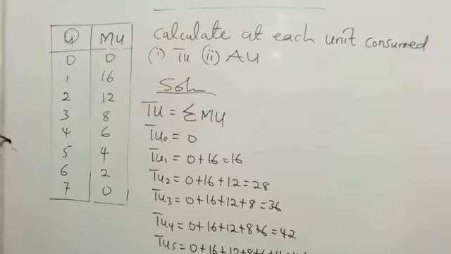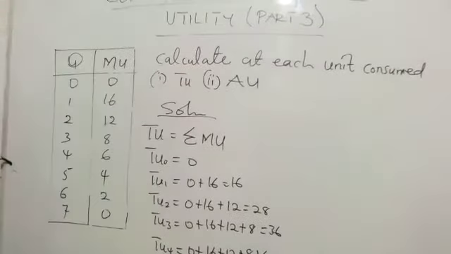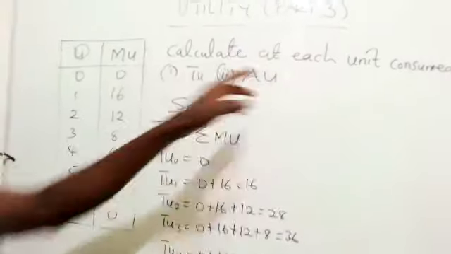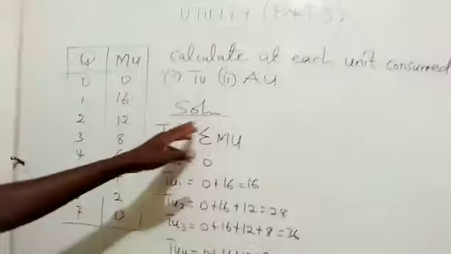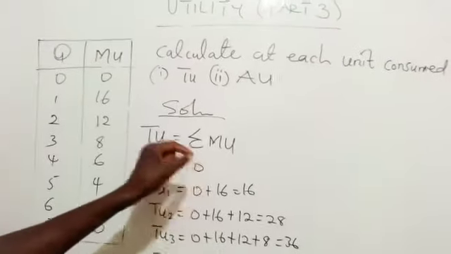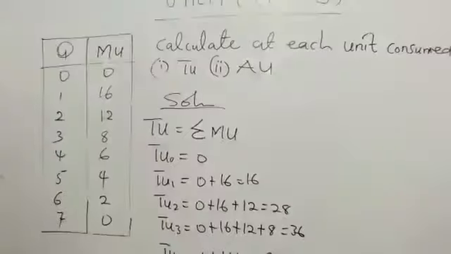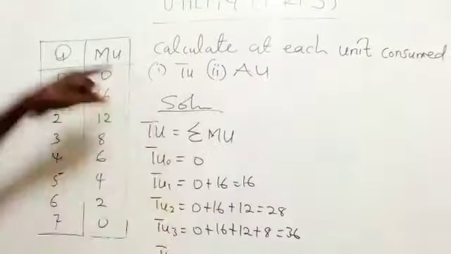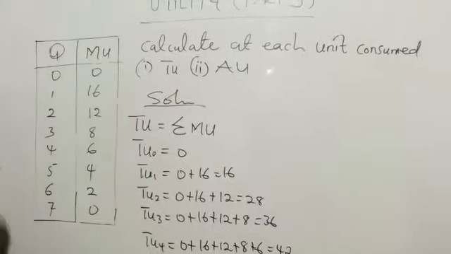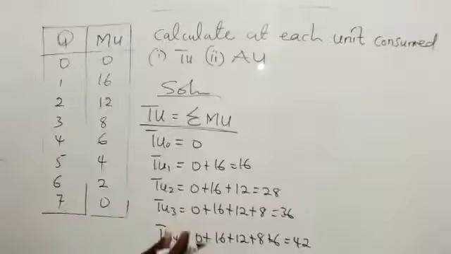Okay, so in this table, we've been given quantity and marginal utility, and we've been asked to find at each unit consumed total utility and average utility. So solution here, we said the total utility is equal to the summation of the marginal utility. Now, here we can't use average utility times quantity because the table given didn't provide for average utility. So to find total utility, we need to use what? This formula. Summation of the marginal utility at each level.